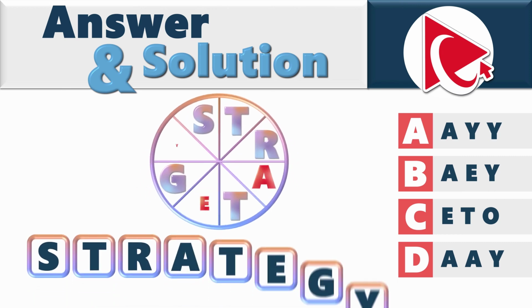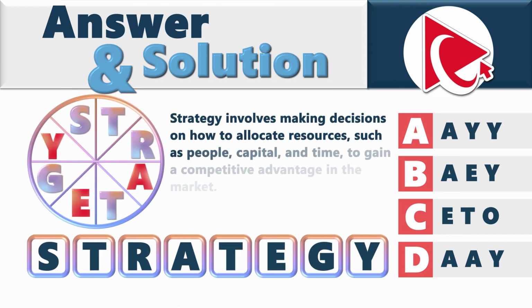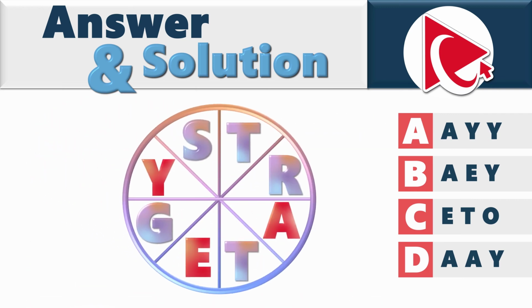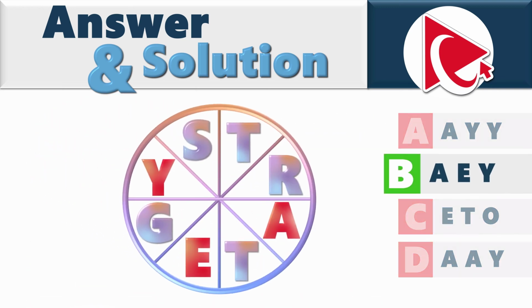The word is strategy. Strategy involves making decisions how to allocate resources such as people, capital, and time to gain a competitive advantage in the market. So the missing letters are A, E, and Y, and the correct choice here is B.